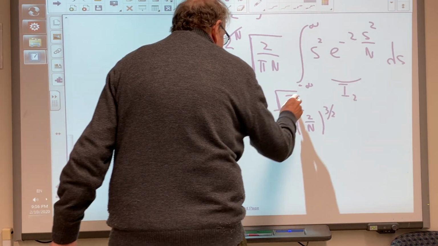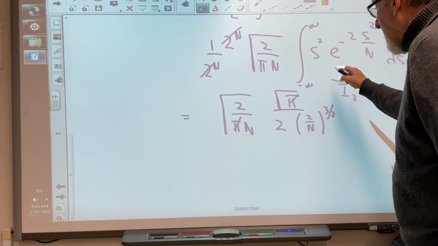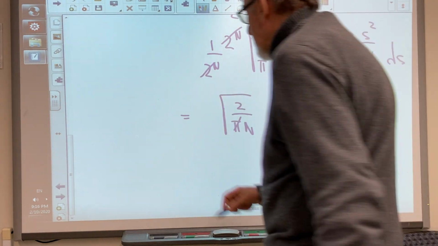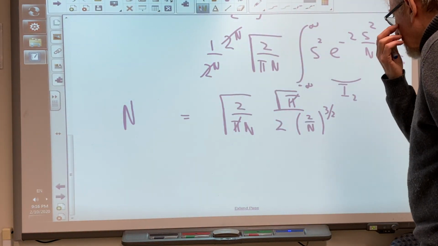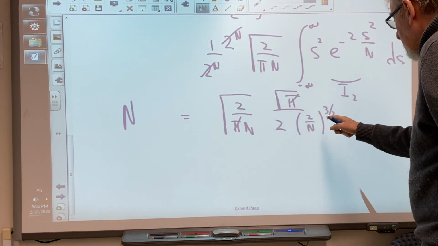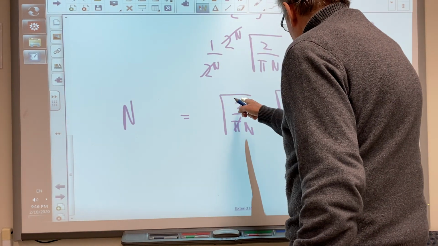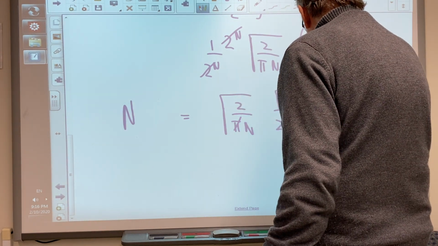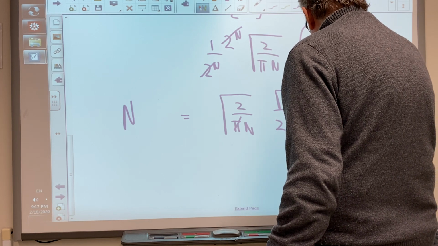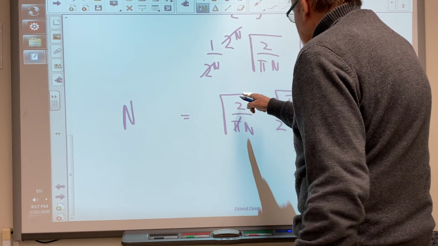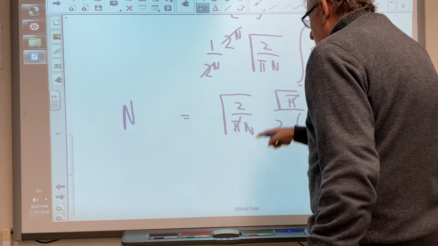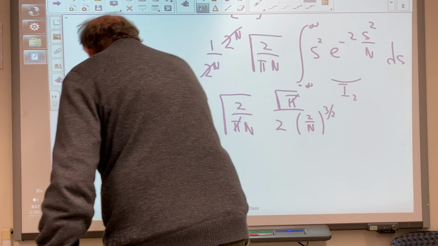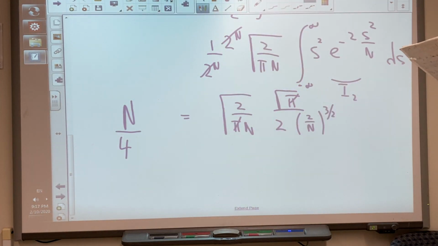Well, first the pi's go away. I get n to the 3/2 over n to the 1/2. I get a factor n. And then all I get is square root of 2. Here I get 2 to the 3/2, but here I get 2 to the 1/2. That is 2 to the 1 and another 2, I get a 4. So this is n over 4. Is that correct? Yes. s squared is n over 4.